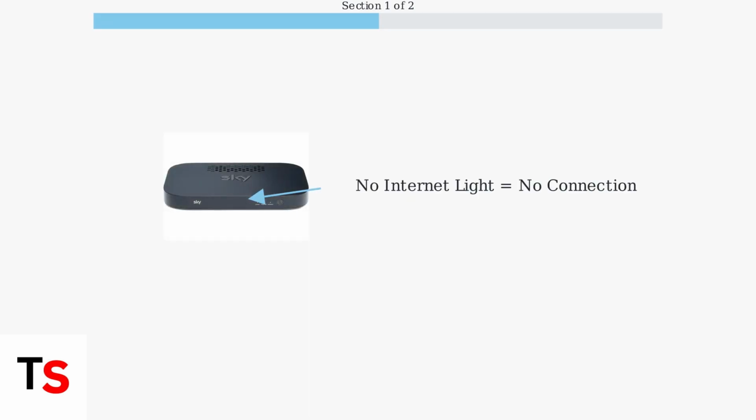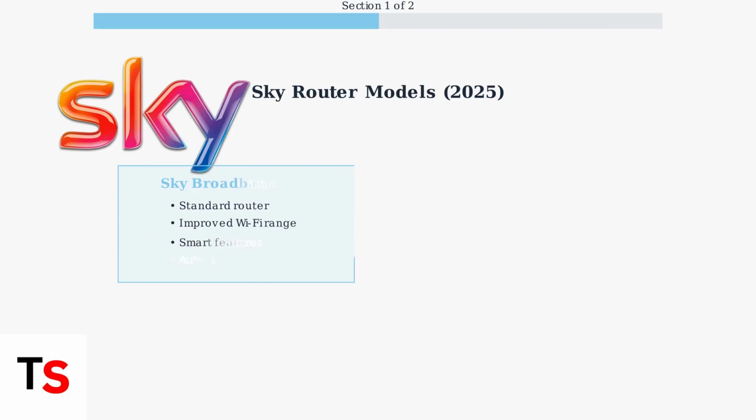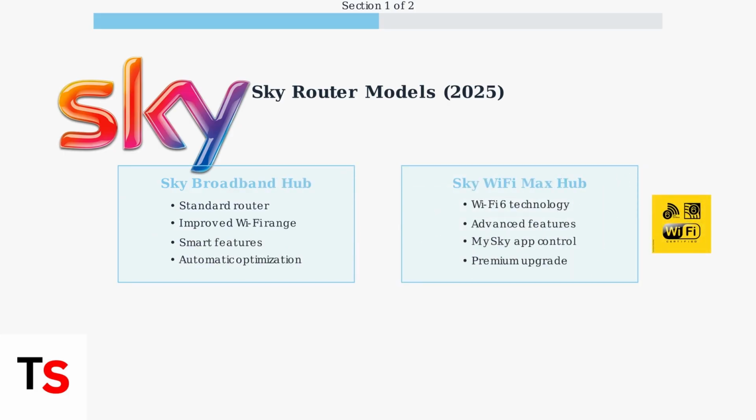When your Sky router shows no internet light, it indicates a complete loss of connection to the internet. Understanding what this means and knowing the initial troubleshooting steps can help you quickly restore your connection. Sky offers two main router models in 2025. The standard Sky Broadband Hub provides improved Wi-Fi range and smart features. The upgraded Sky Wi-Fi Max Hub is a Wi-Fi 6 router with advanced capabilities manageable through the MySky app.